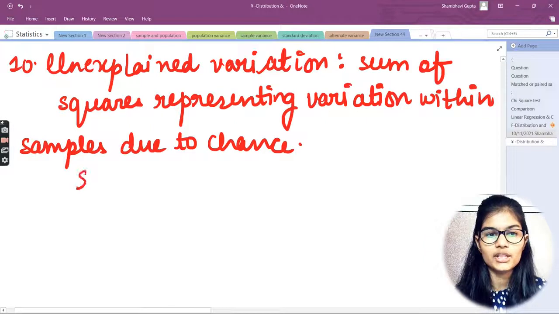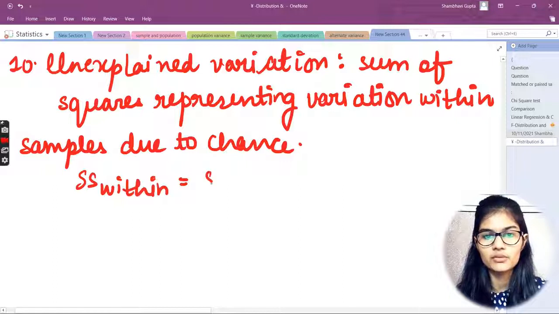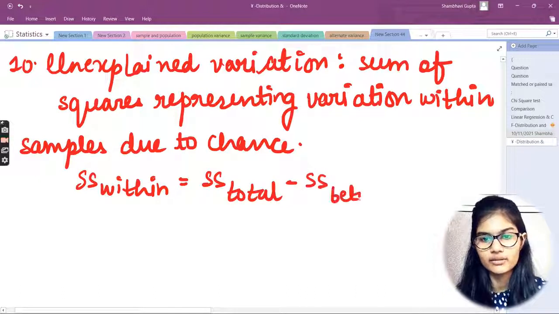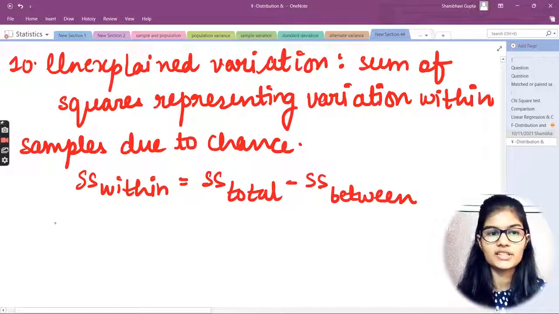So what's the value for that? It is SS within. Sorry, it's not width, it's within. So SS within is equal to SS total minus SS between. Right? So yeah, this is done.